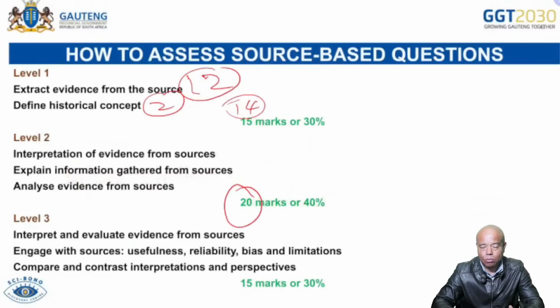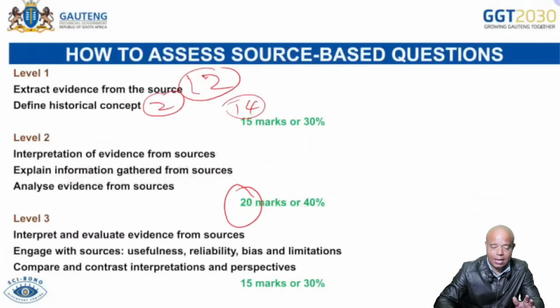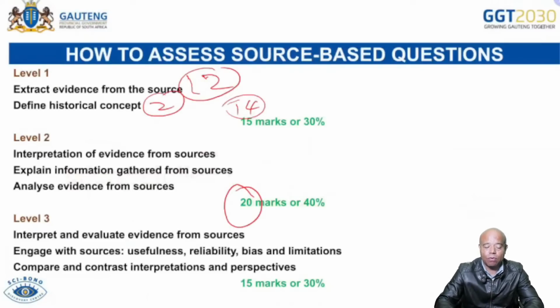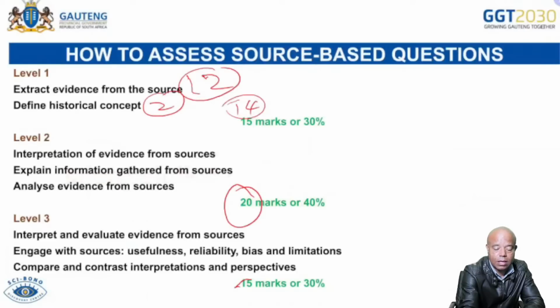Level 3 questions want us to interpret and evaluate evidence from sources, engage with sources, and say why the source is useful, why it's reliable, why it's biased, and what the limitations are. Level 3 questions also comprise comparing and contrasting, and interpretation of different perspectives. Level 3 questions are also paragraph questions. And the mark allocation here is 16 marks.